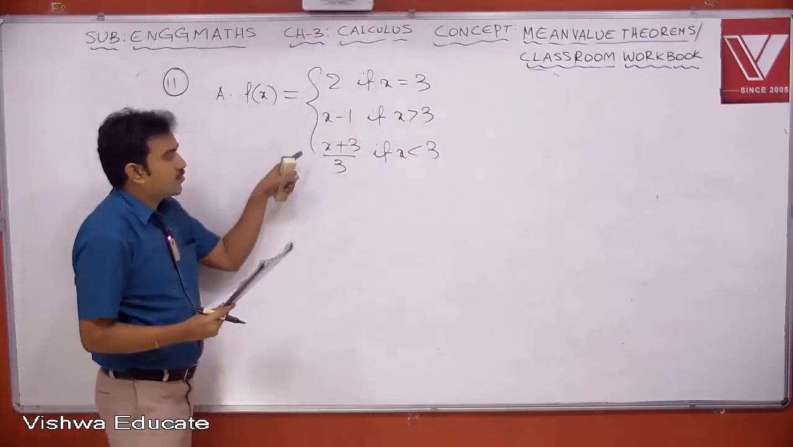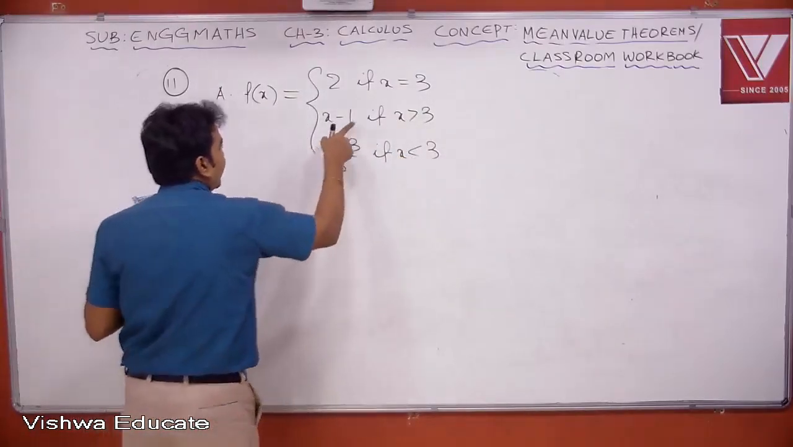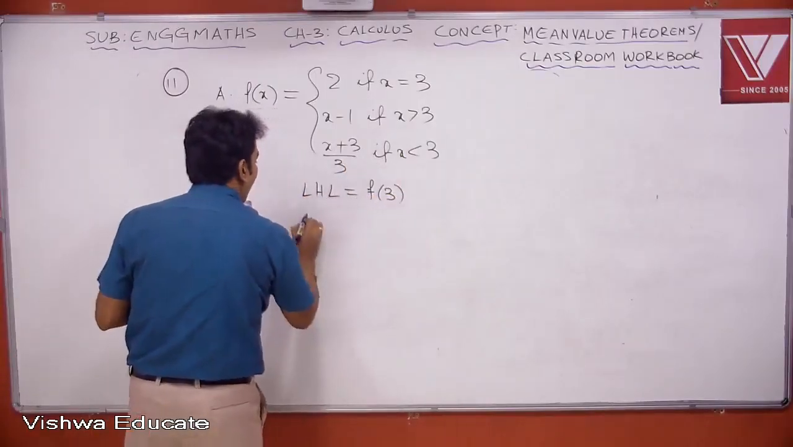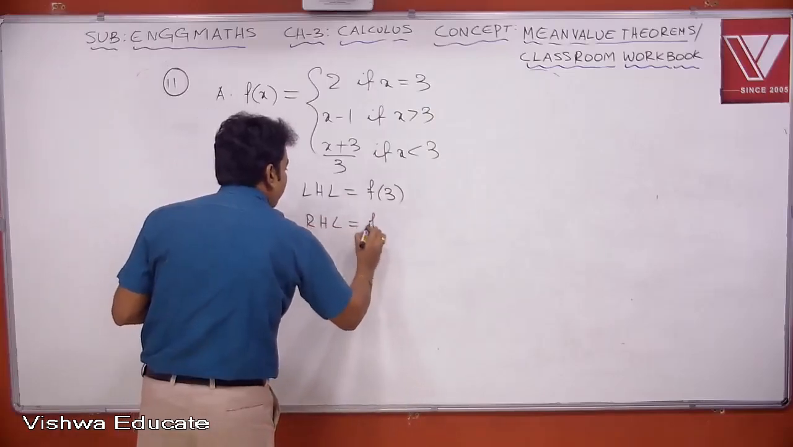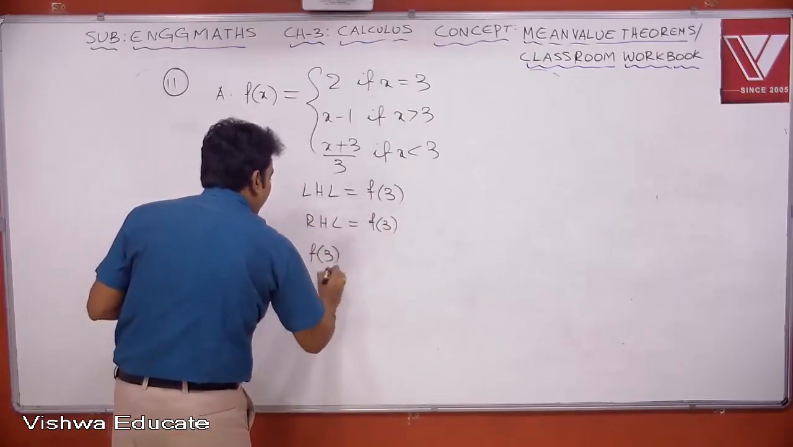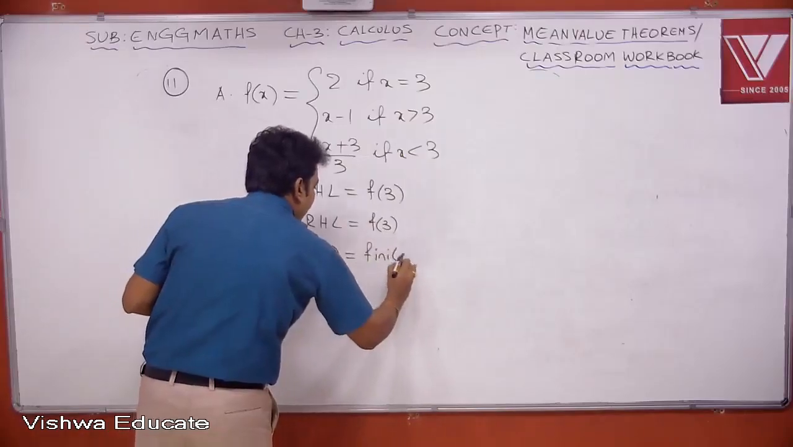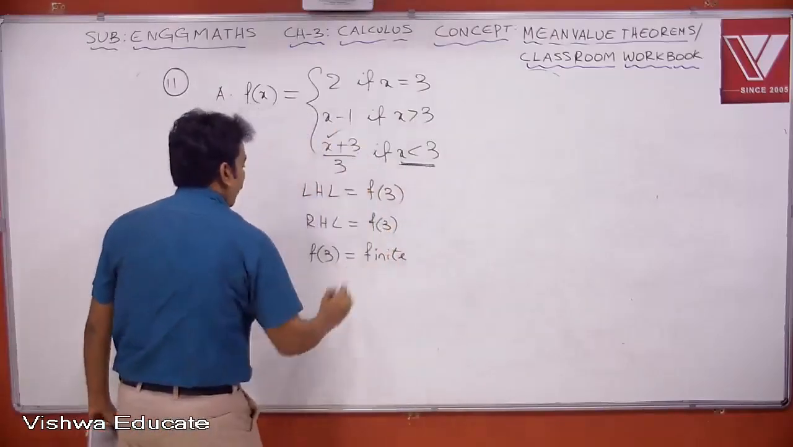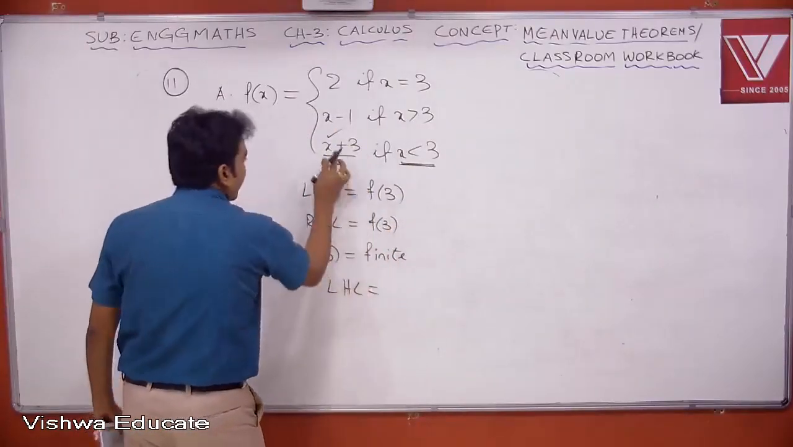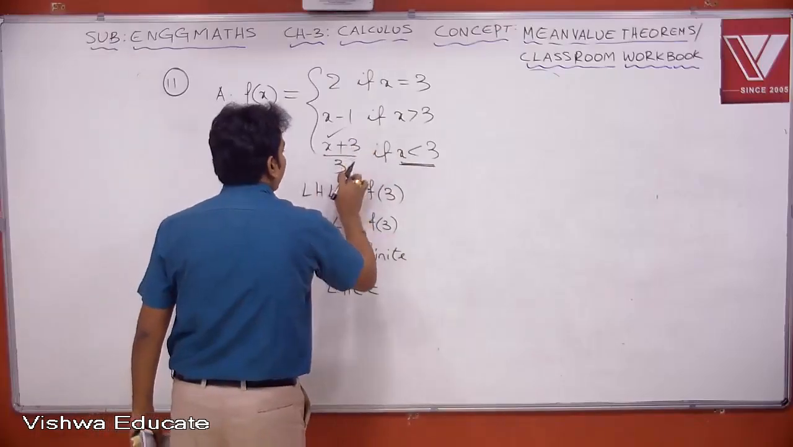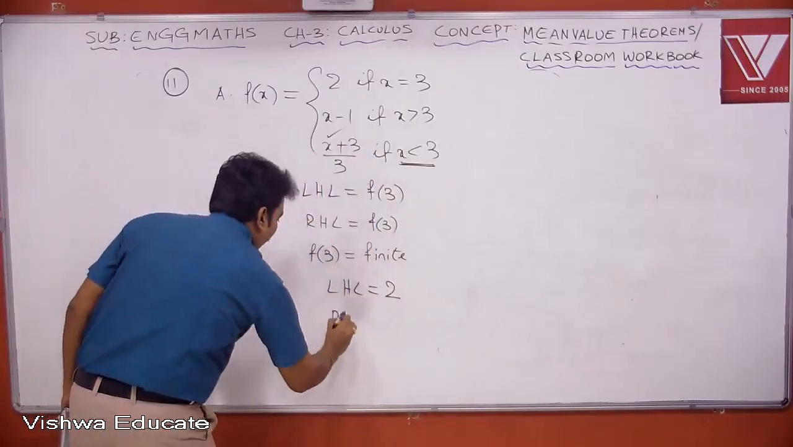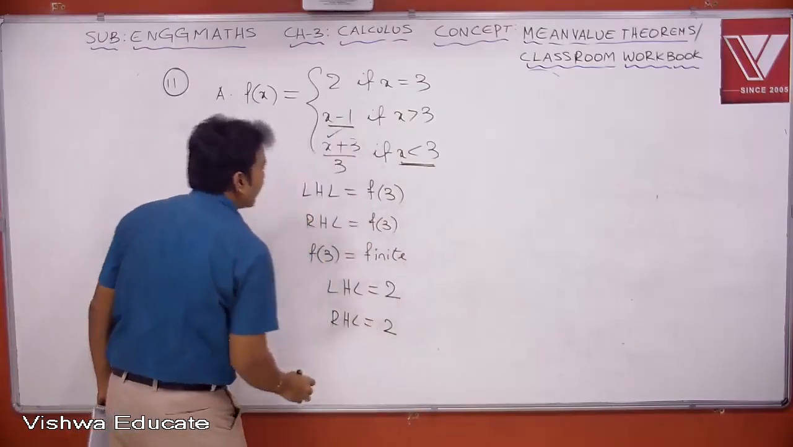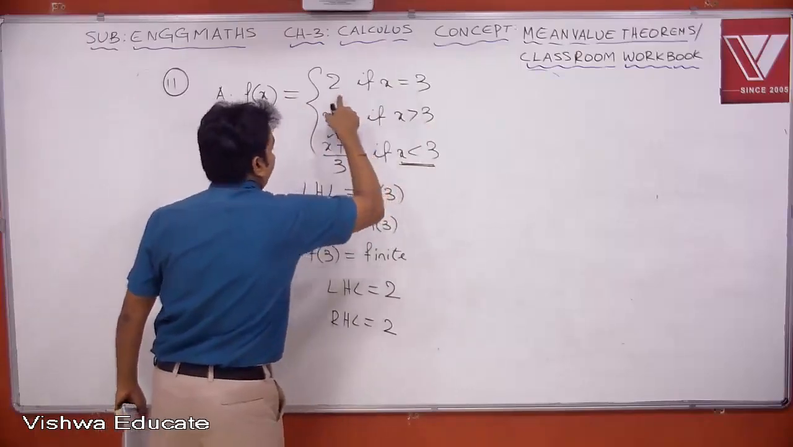See, if you want to say that it is continuous at 3, LHL must be equal to f of 3, and RHL must be equal to f of 3. And f of 3 is a finite quantity, a finite number. Now you can see this is the function for LHL. So LHL value equal to, replace x by 3, 3 plus 3, 6 by 3, 2. Now RHL value, for the right side this is the function, replace x by 3, 3 minus 1, 2. Now what is f of 3? Replace x by 3, f of 3 equal to 2.